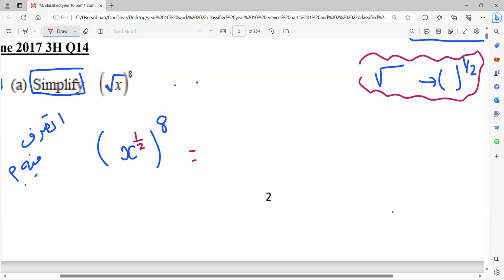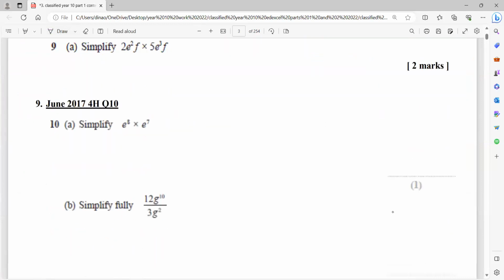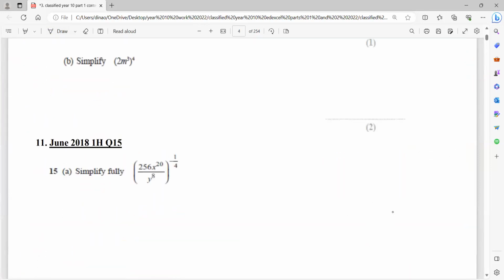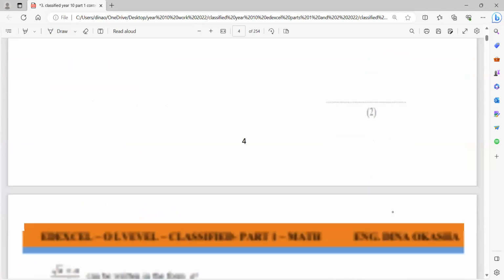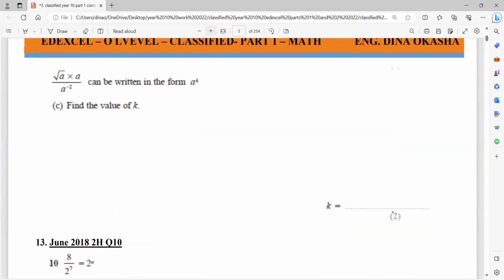And then now, accordingly, when you have brackets, a power outside and a power inside, you can multiply these powers: 8 times half, which is equal to 4. But are all the questions that simple? No. Sometimes the questions get a little trickier. What I was just saying is that not all questions are super simple like that. Some questions might be a little more complicated, like this question over here.